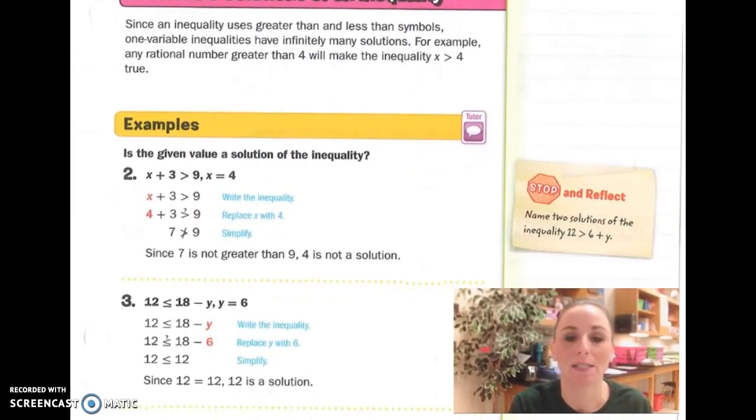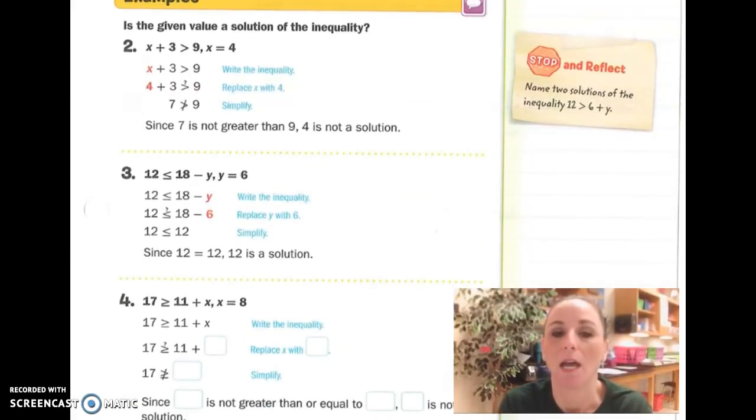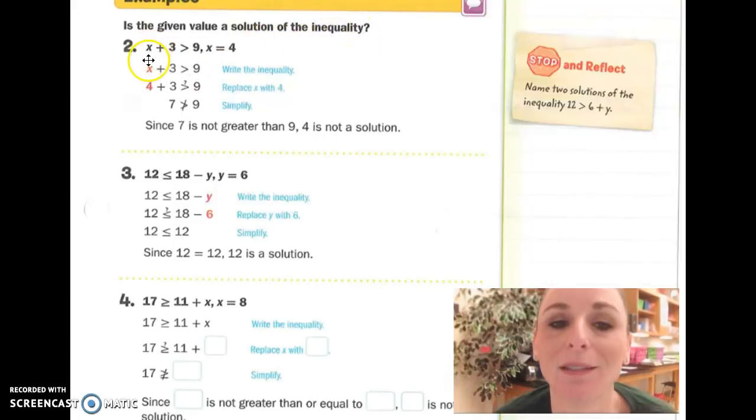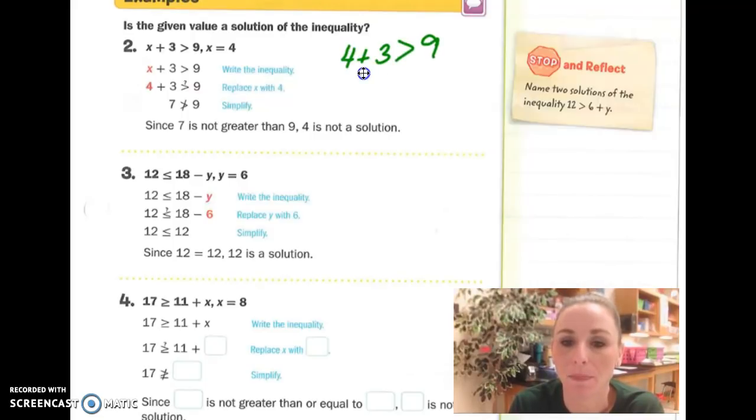So basically you're going to be doing the exact same thing, except they're going to tell you what the problem is. So you're going to decide: is the given value a solution of the inequality? Let's take a look at this example. It says x plus 3 is greater than 9. They're telling us that x is going to be 4. So we're going to replace that with 4 plus 3 is greater than 9. 7 is greater than 9. Is that true? No. So 4 is not a solution.